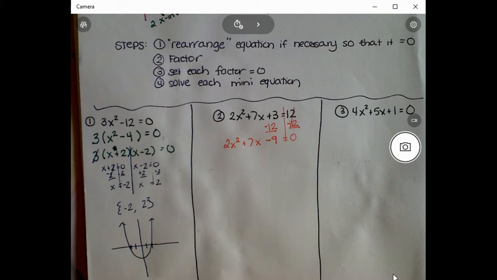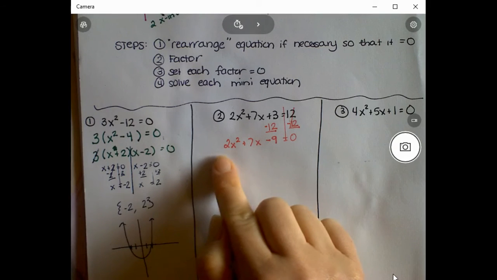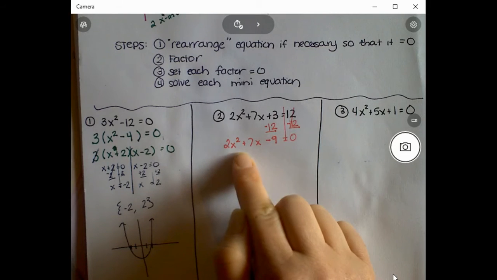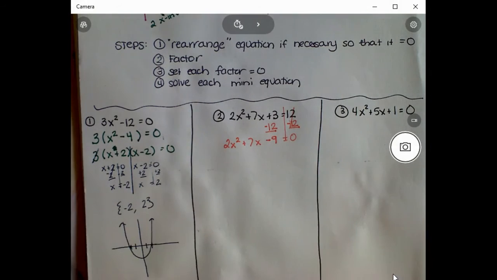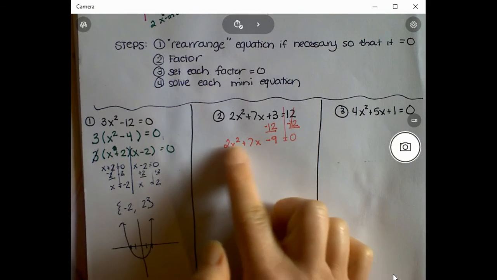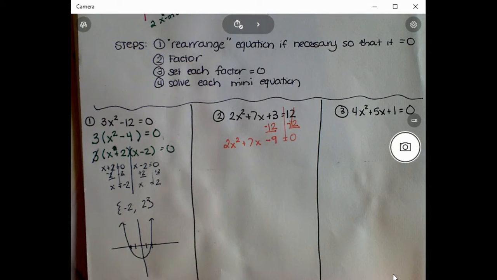Step 2, factor. All right, first question, is there a GCF? Can I divide everything by 2? No. Can I divide everything by 7? No. All right, nothing works. There's no GCF. If you need help finding a GCF of 3 terms, please go back to the GCF video and watch the extended version. All right, now we need to use our other strategy.